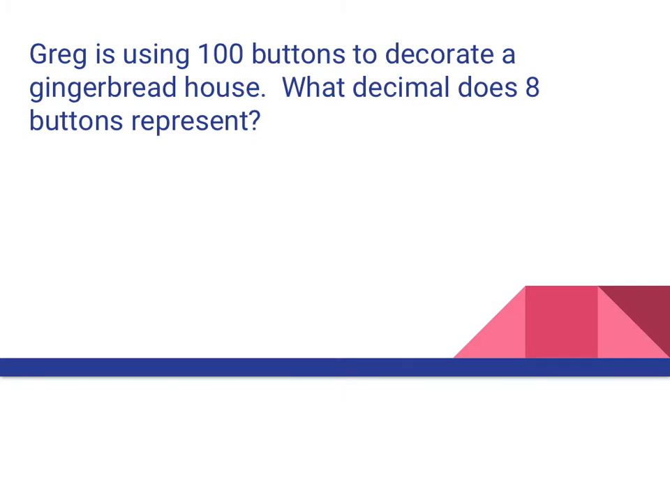This problem says Greg is using 100 buttons to decorate a gingerbread house. What decimal does 8 buttons represent? Well, I know that 8 buttons would be 8 out of the total amount. 8 out of 100 is the fraction 8 100ths. Now to write that as a decimal number, I know that I need to have a number that goes all the way to the hundredths because the denominator says hundredths.